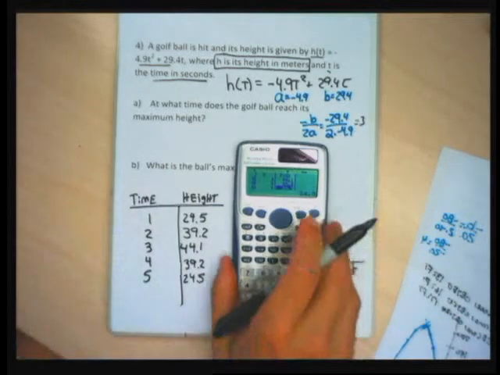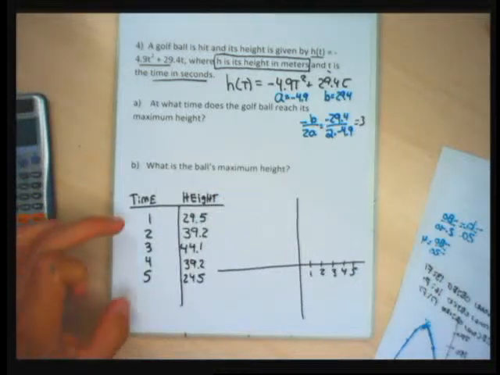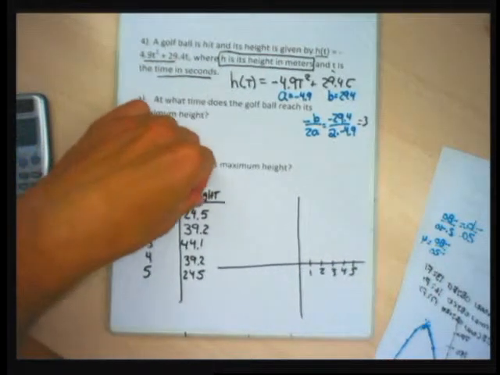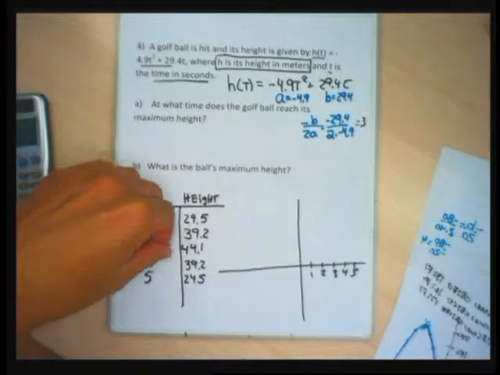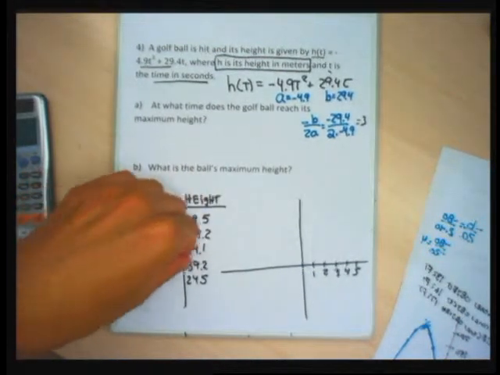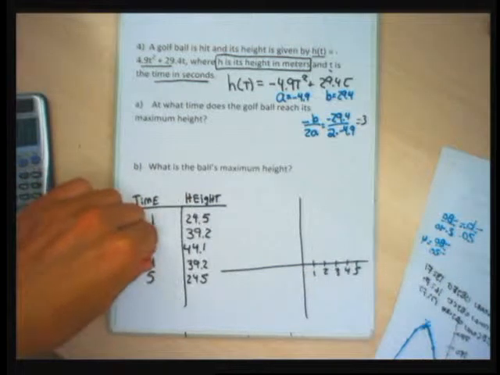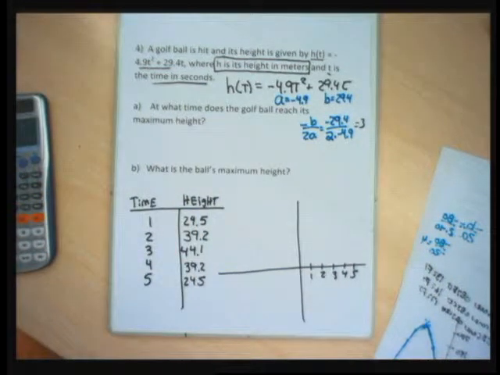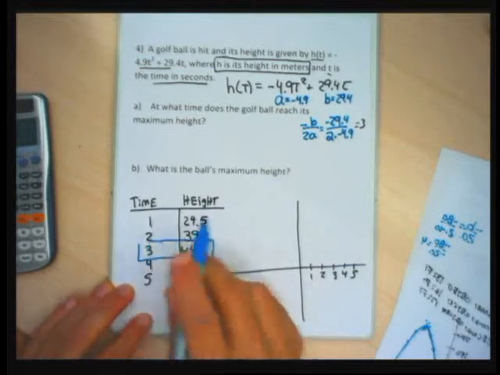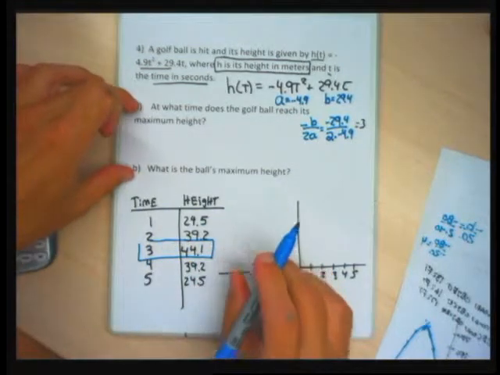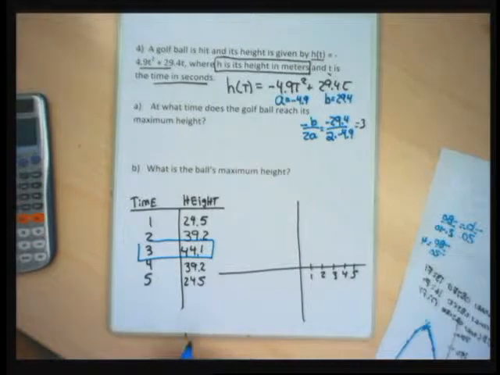So I can see at different times the height of the ball. 1 second, 24.5 meters, 2 seconds, 39.2 meters, 3 seconds, 44.1 meters, 4 seconds, 39.2 meters, 5 seconds, 24.5 meters. So the vertex is a maximum point. The questions are asking things about maximums. That's good because the vertex is a maximum point. So it's going to help me answer the question even without sketching a graph.